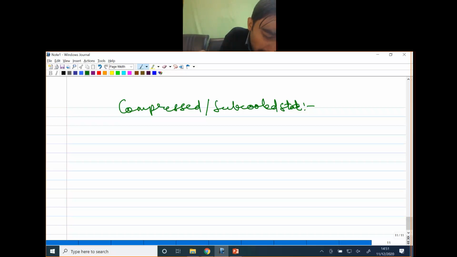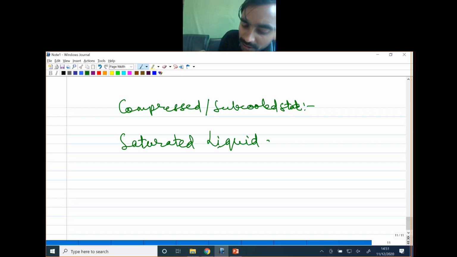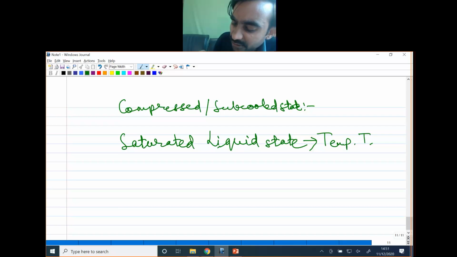Okay. So what we can do, we can simply refer to the saturated liquid state. We can refer to the saturated liquid state column, and this saturated liquid state column we have to refer from the temperature table. Okay, because in case of compressed state, the effect of pressure is not prominent on some of the parameters. So that's why we will be referring to the temperature table.